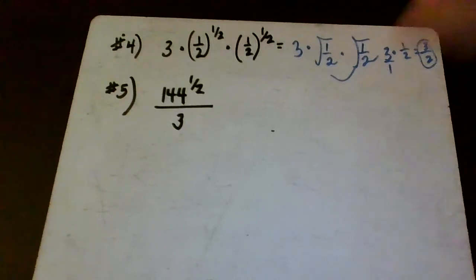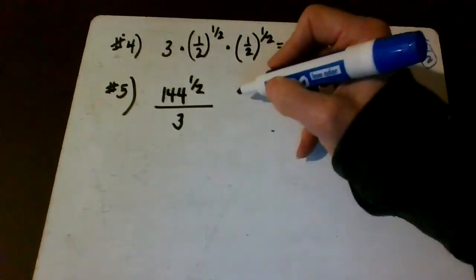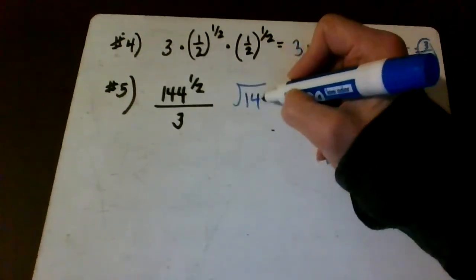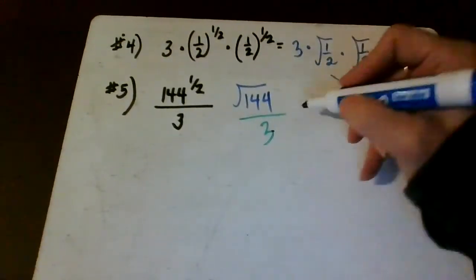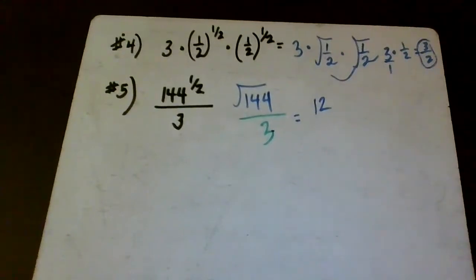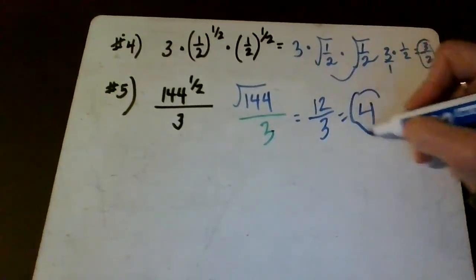Last but not least, a quotient of powers. So this says 144 to the half power. So I'm going to have the square root of 144, and that's going to be over 3. So the square root of 144 is 12, and 12 divided by 3 is 4.